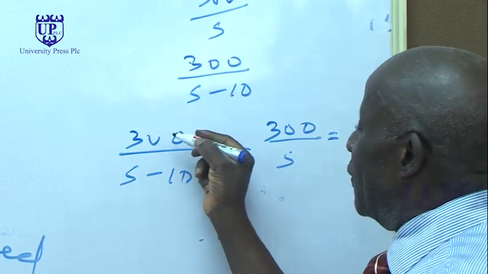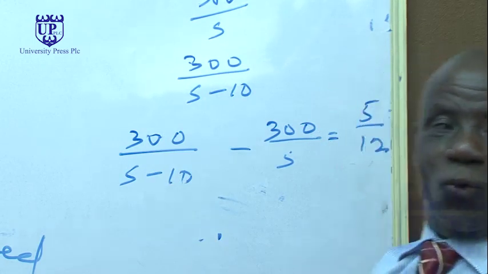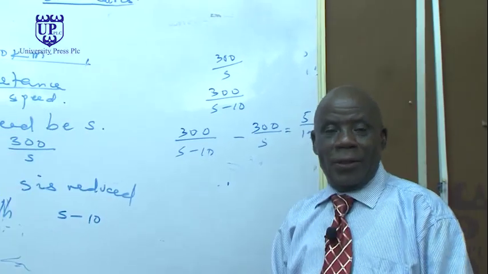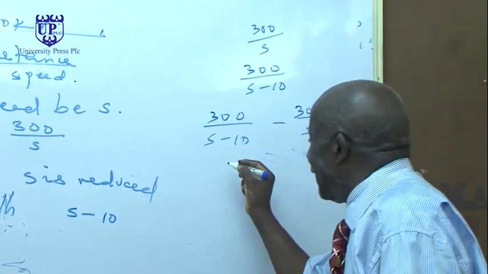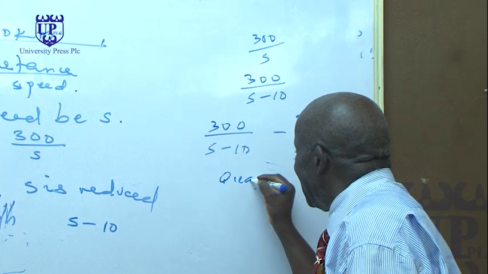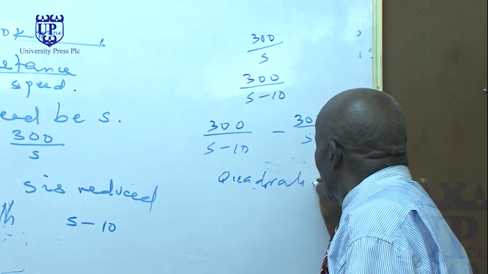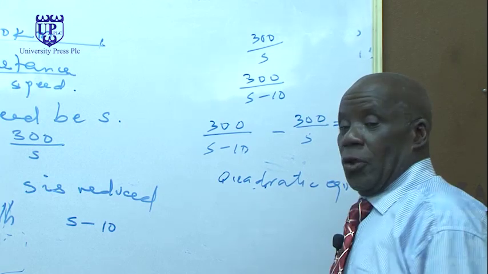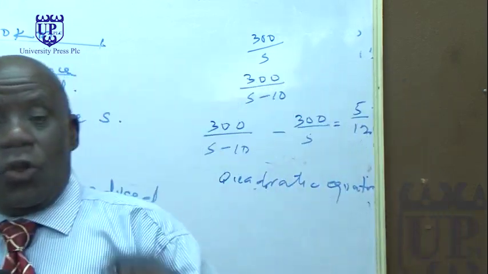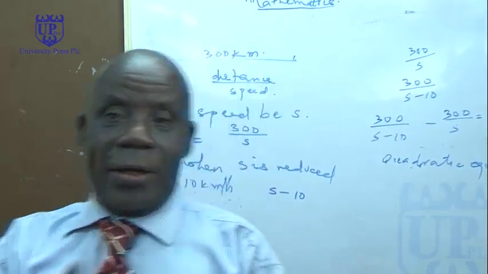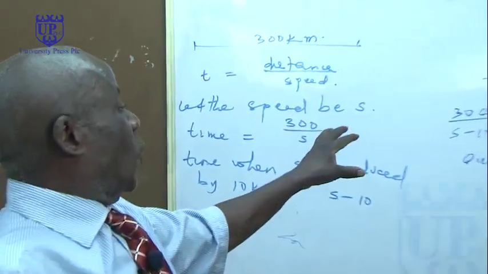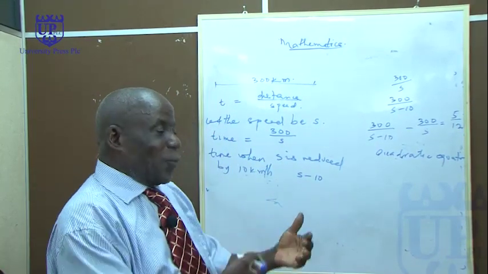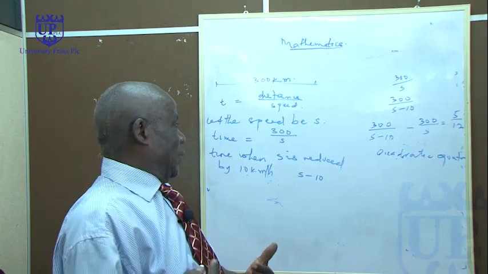This one becomes an equation, a quadratic equation. By the time you cross multiply the fraction, you get a quadratic equation. Take note, your speed can never be negative. It is not a vector quantity. By the time you clear the fractions, you will get quadratic equations.